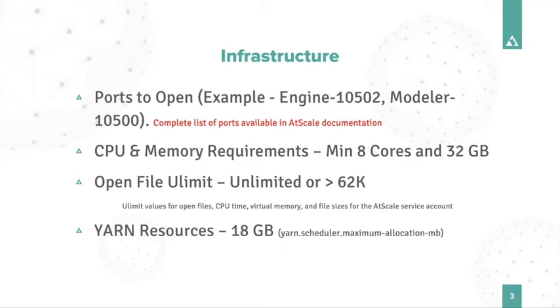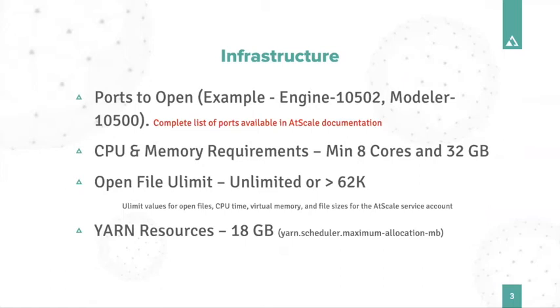If you are in a Hadoop environment, the AtScale platform will be interacting with the backend, which may be Spark and Cloudera, and the Yarn resources come into play. So for the minimum recommendation for Yarn resources, there is a parameter called yarn.scheduler.maximum-allocation-mb, and we recommend that to be 18 GB.